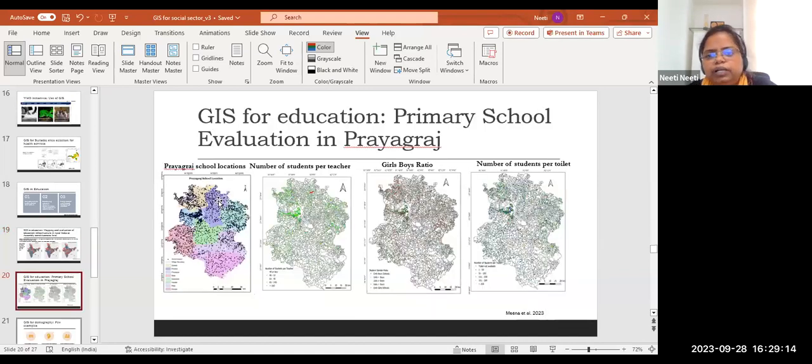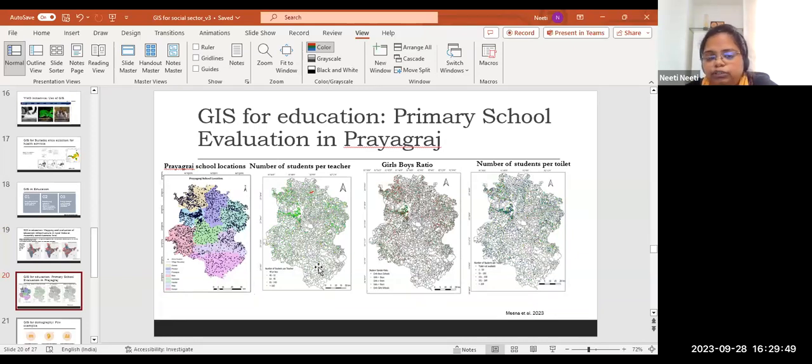Here is another example of how we can use GIS for infrastructure evaluation. So here is the example of primary schools in Prayagraj district. What we see here is that more than 4,000 schools are there. And researchers had mapped the number of students per teacher, girl-boy ratio, and number of students per toilet. In fact, what they found was there were a number of schools where there was one teacher for more than 100 students.